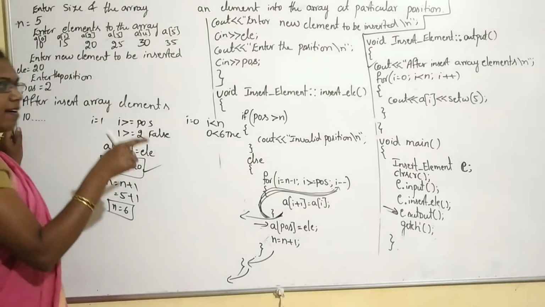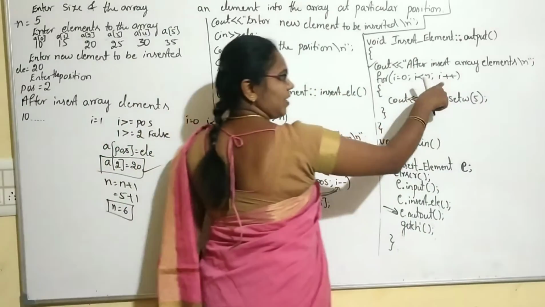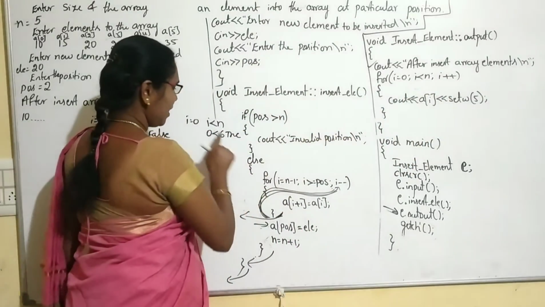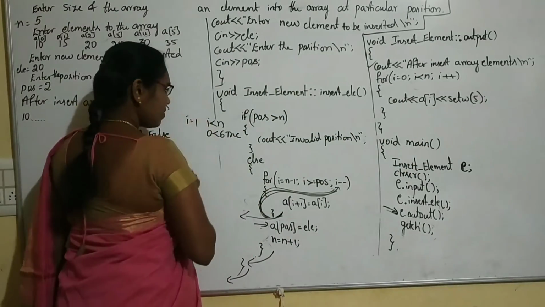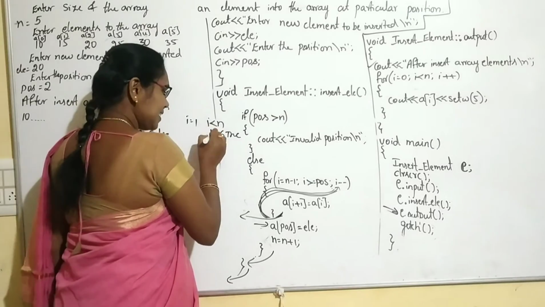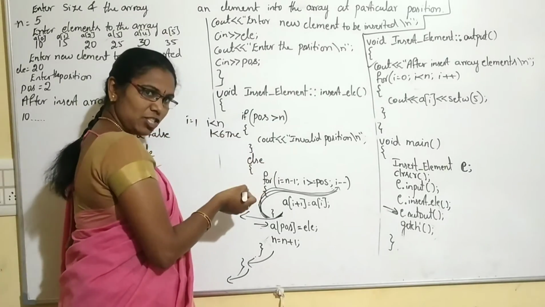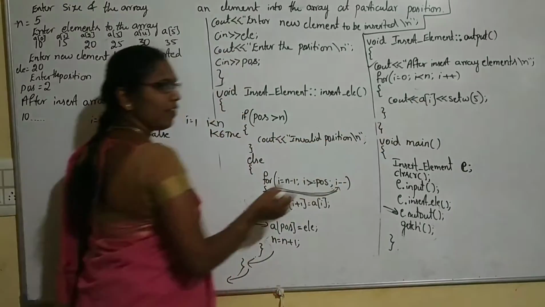So here we increase the I value by 1 unit, right? For the next iteration, I becomes 1. So 1 is less than 6. Again the condition is true. It will execute A of 1 value.